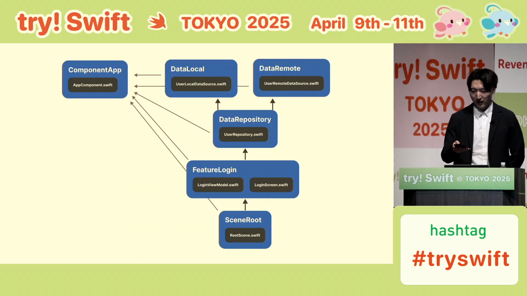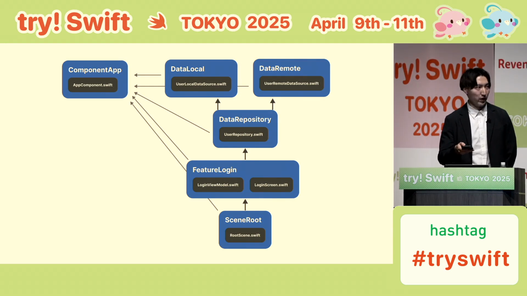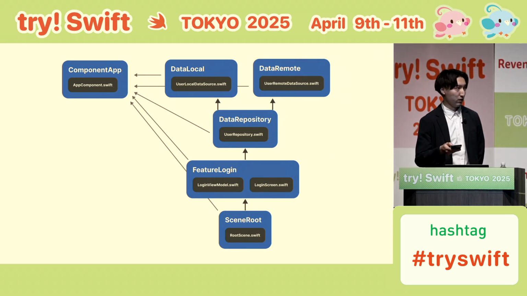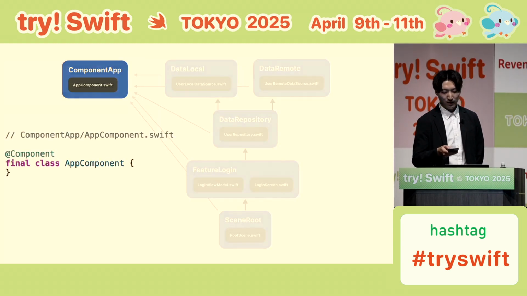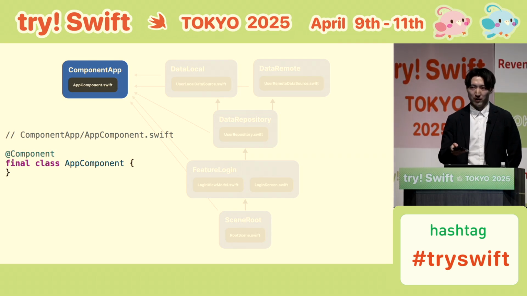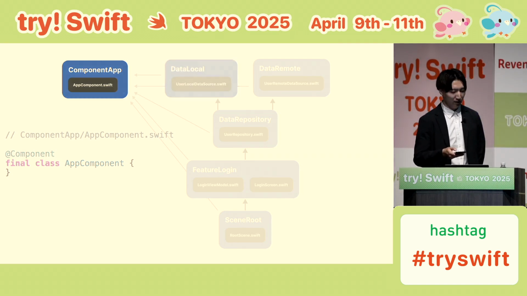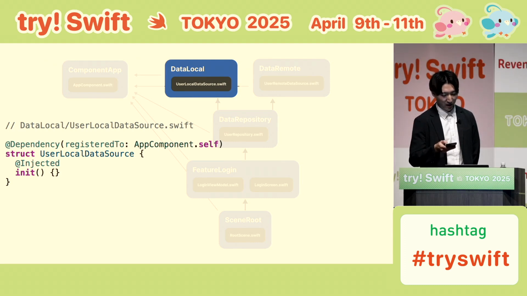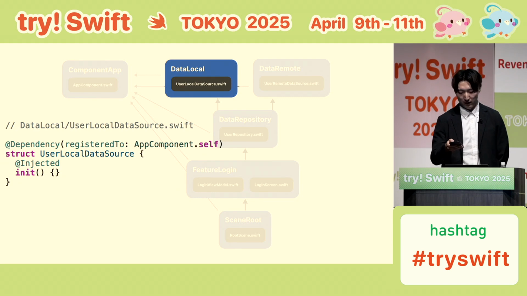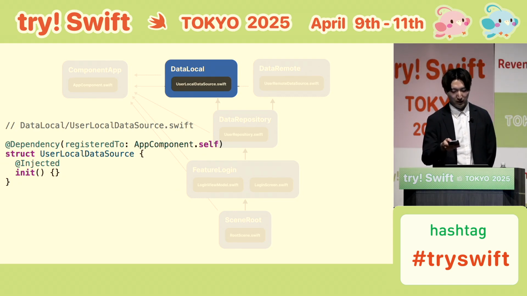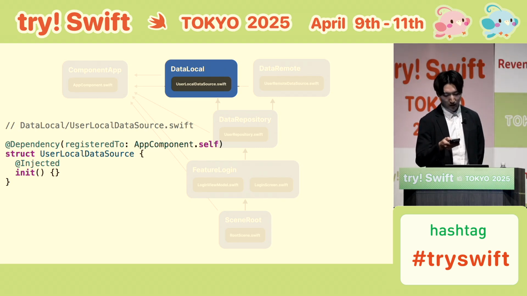First, let's outline the project structure we are aiming to support with our code generator. Here, AppComponent is our DI container annotated with the @Component macro, similar to Dagger. Next, in the data local module, we have UserLocalDataSource, which is annotated with @Dependency, telling us to register it into AppComponent. Its initializer is annotated with @Injected.